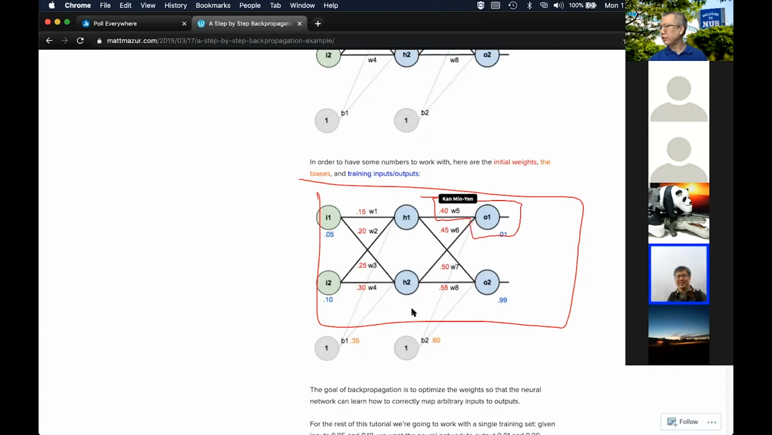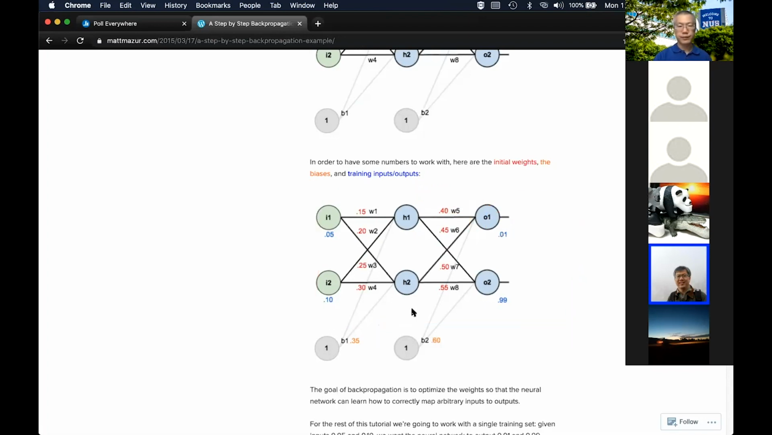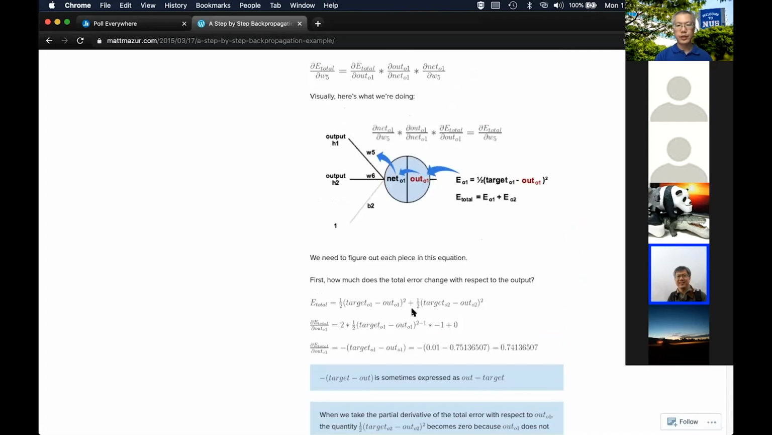So I'm just saying that there are three operations. There's a total loss, there's the out, and then there's the actual weight. So there are three components that are being taken into account, just for W5. So that's what we saw here, right?